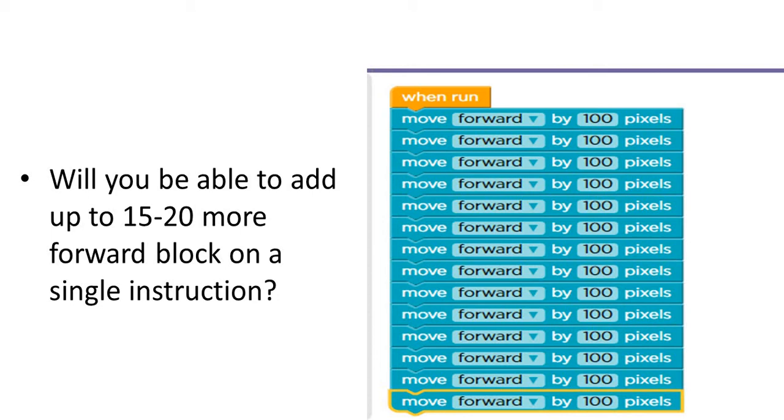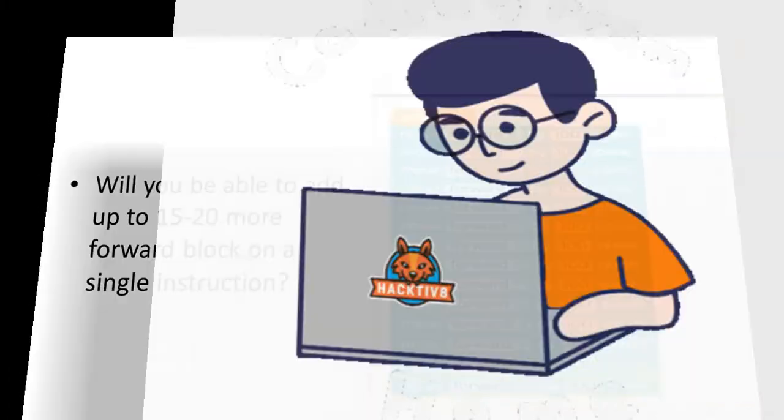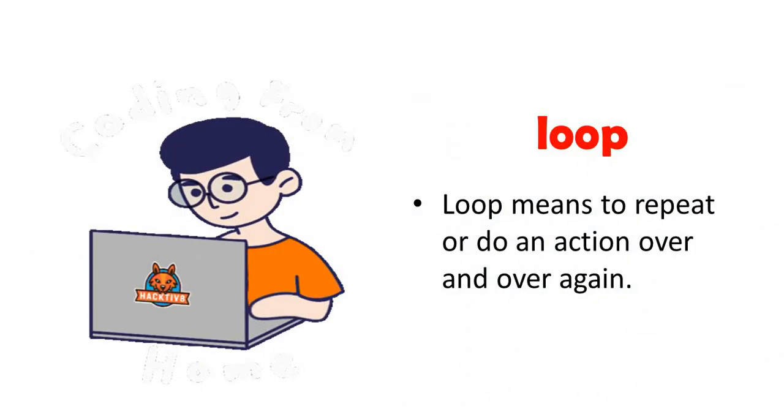If you want your robot to move many times, it will be so difficult to start applying the same block over and over and over again. Will you be able to add up to 15 to 20 more move forward blocks on a single command? In this lesson, we will be looking at the repeat block, but first we will look at what the loop is. Loop means to repeat or to do an action over and over again.